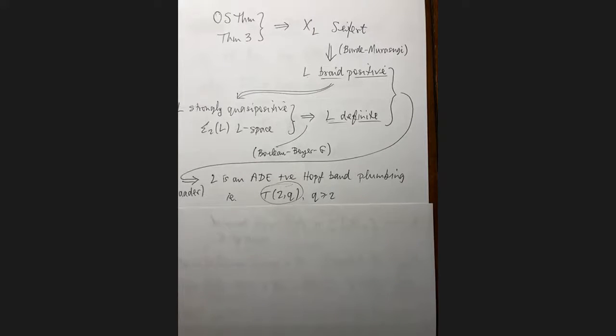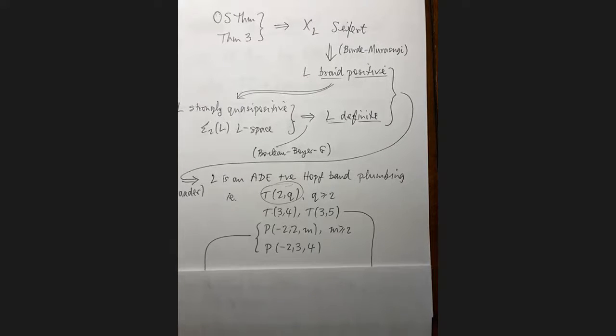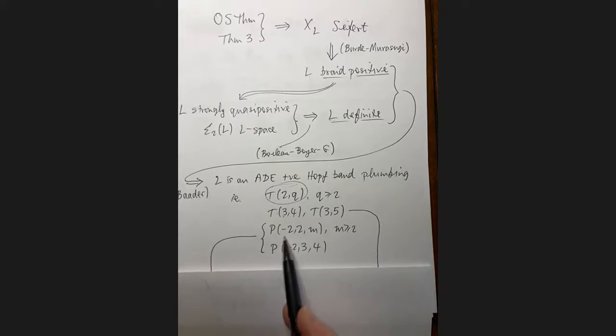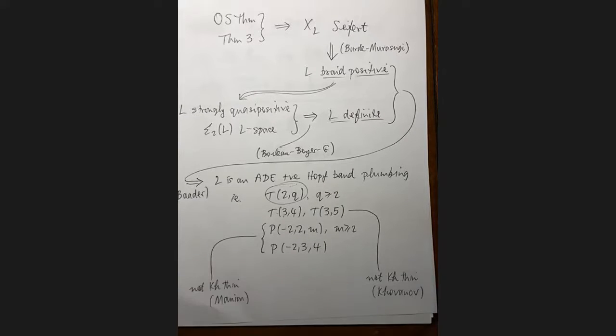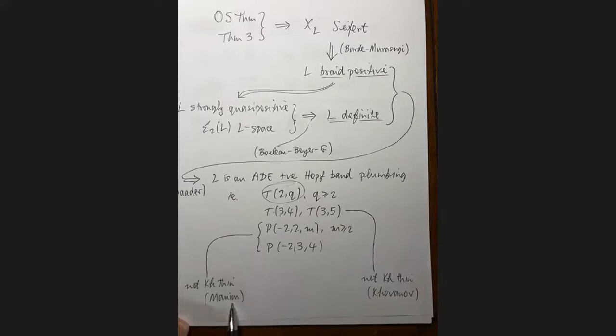That's the ones we want, and a few others: the (3,4) torus knot, the (3,5) torus knot, and a few pretzel knots, this family and this one. But luckily, those remaining ones were shown not to be Khovanov thin by Khovanov and Manion respectively. And so we're left with just the torus links 2Q, which is what we wanted. That's a brief summary of that proof. My time is up, so I will stop. Thank you.